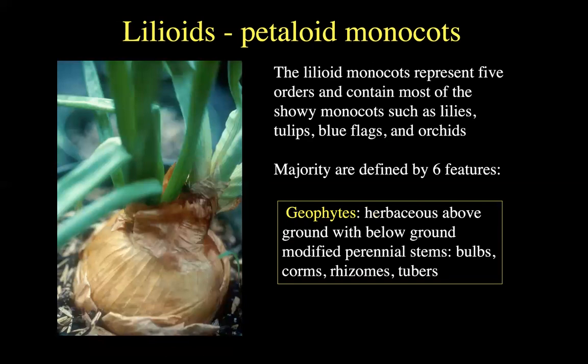Many lilioid monocots have extensive underground structures like bulbs, corms, rhizomes, or tubers that allow them to overwinter and survive fire. So these groups are called geophytes. And if any of you have planted tulips or other beautiful spring bulbs, this is exactly what it is. Or an onion, right? You buy an onion, you cut it up, a garlic bulb, etc. That is what you are looking at.